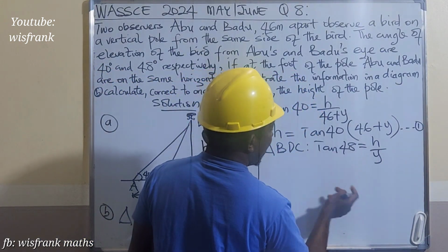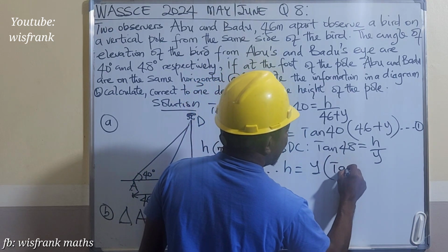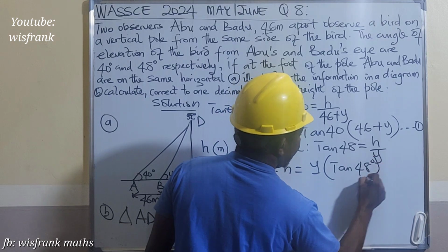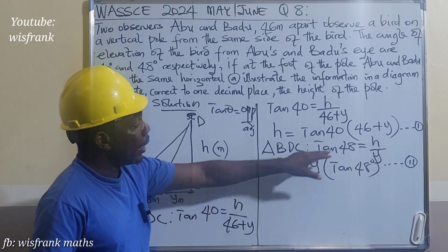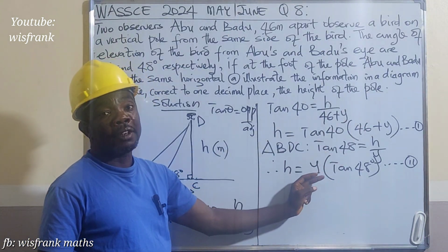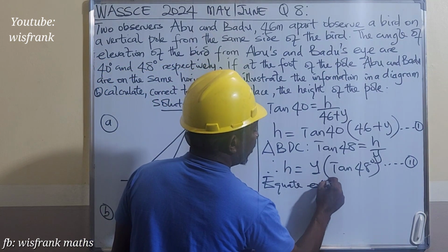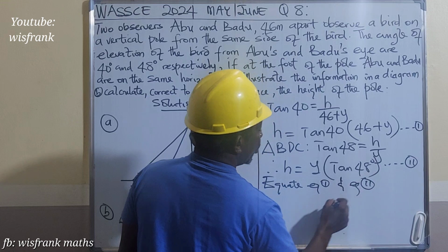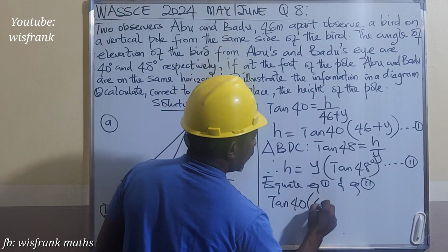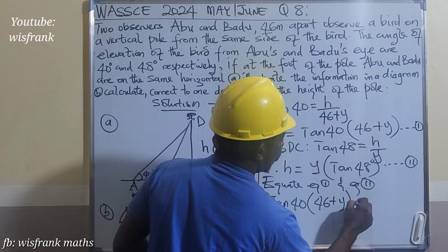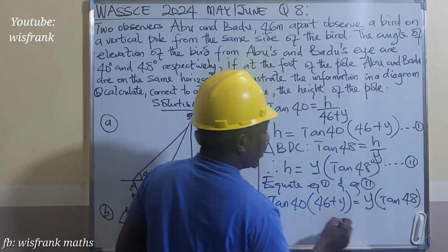In this case, we can cross multiply. Therefore, we have h equals y times tan 48 degrees. So this is what we have. We call this equation 2. We have the height in equation 1 and also the height in equation 2, so we can equate equation 1 and equation 2. When we equate the two of them, we will have tan 40 into (46 plus y) equals y into tan 48.